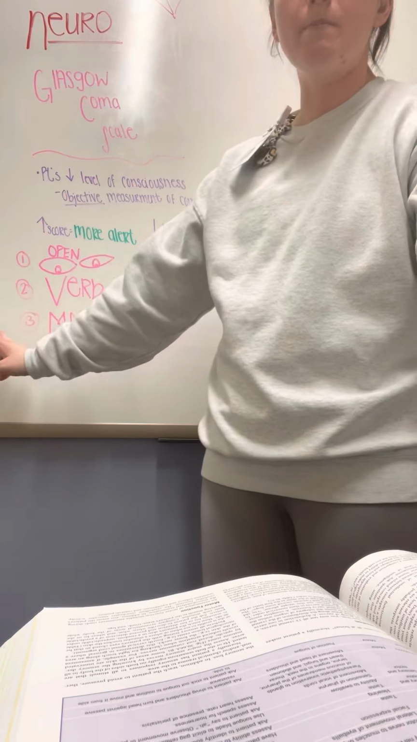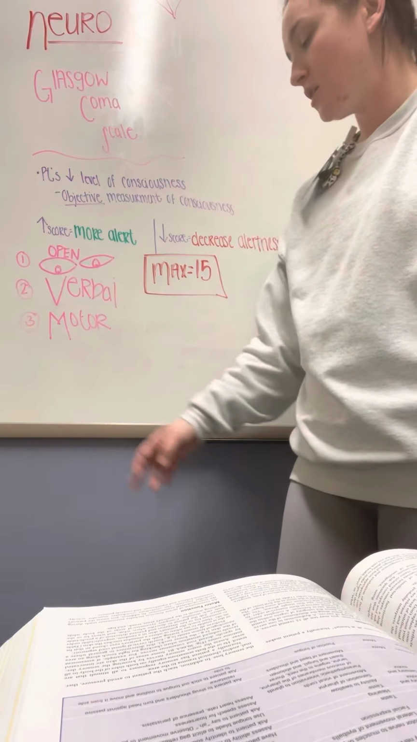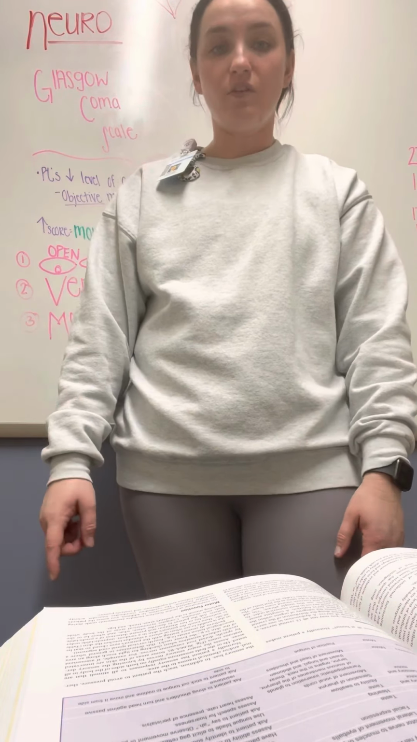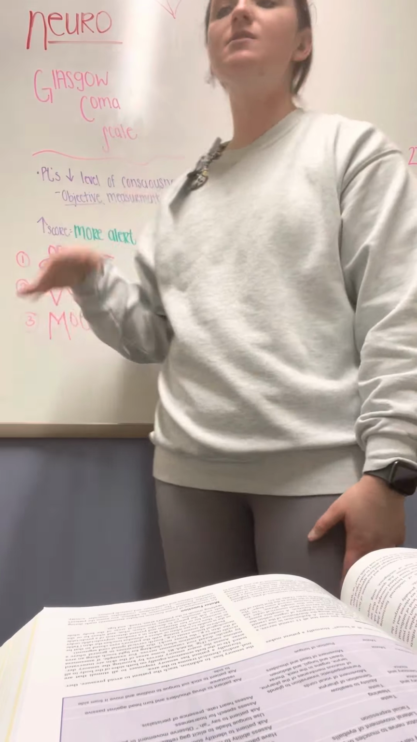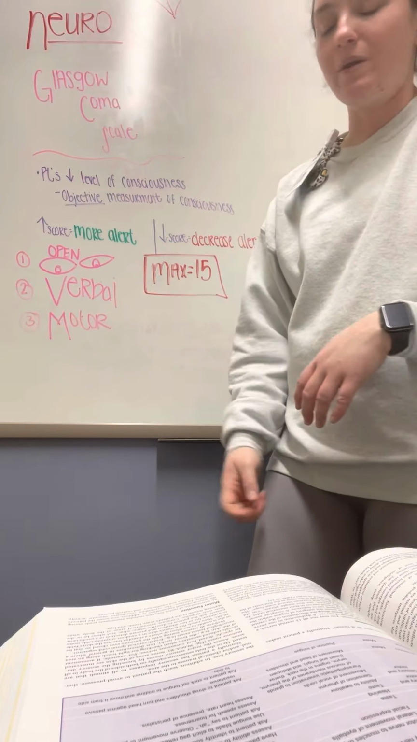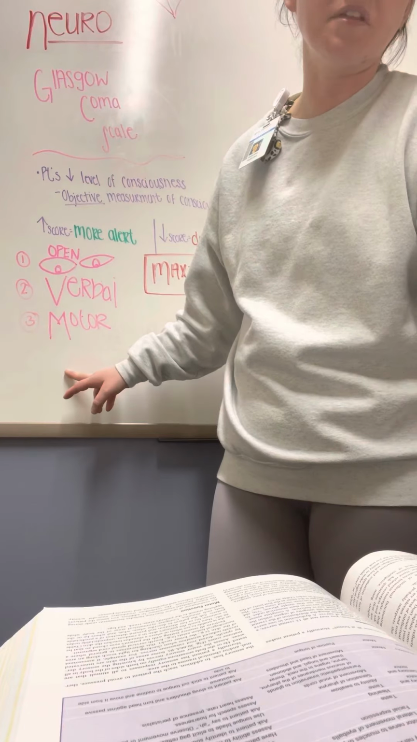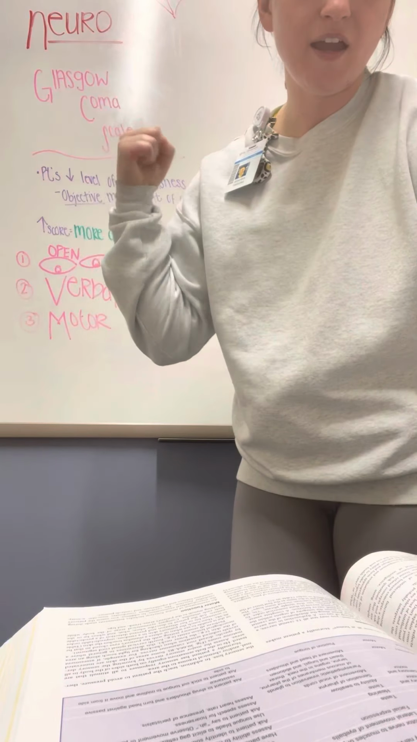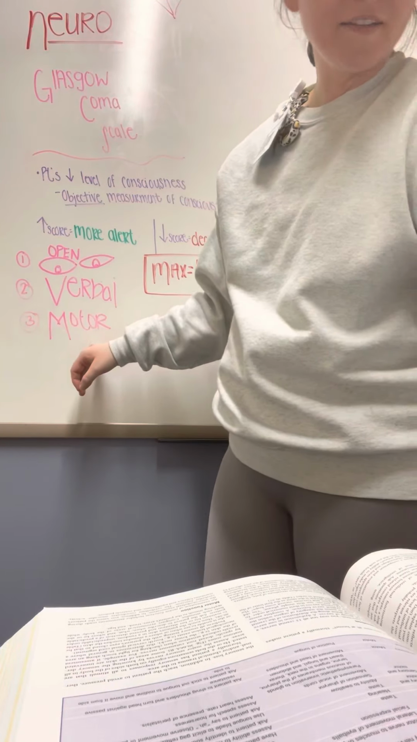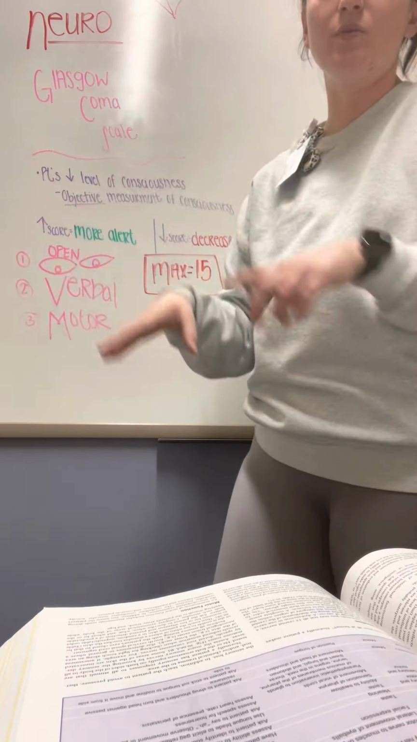As far as motor, and their response, do they obey commands? So, all right, Miss Susie, put your finger on your nose, your right finger on your nose. Can they do that? Do they respond and move and do the commands that you're asking them to do? Do they have flexion withdrawal? Do they have an abnormal flexion? Do they have an abnormal extension? And then flaccid. So those are going to be the 3 categories of the scale that we're going to assess.